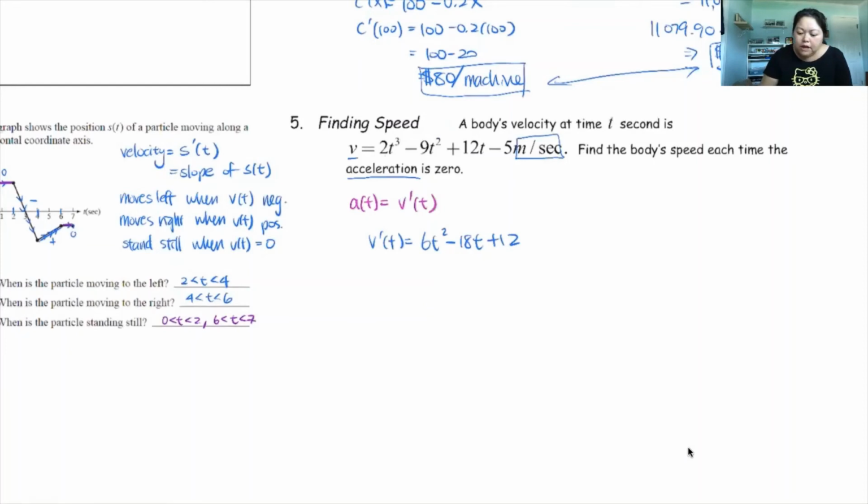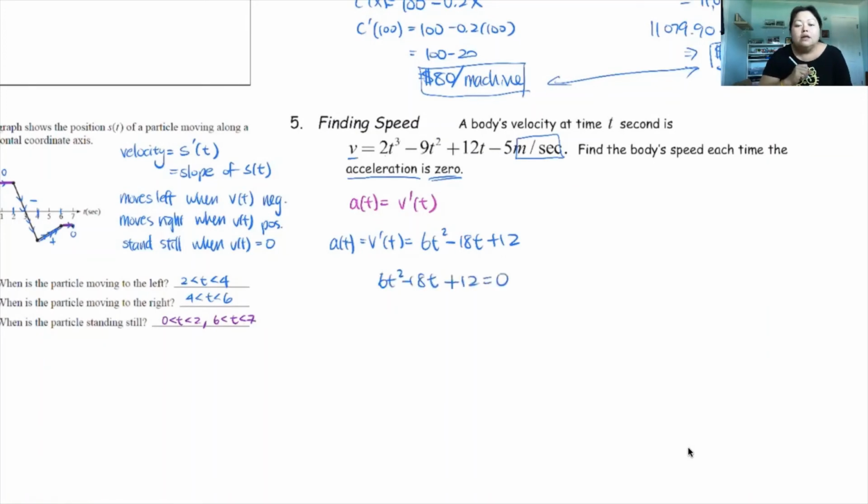So each time the acceleration is 0, so this is acceleration, right? And right now I'm setting that acceleration equal to 0. So when is acceleration 0? You're solving for the time that this happens. So 6t squared minus 18t plus 12, when is this equal to 0?